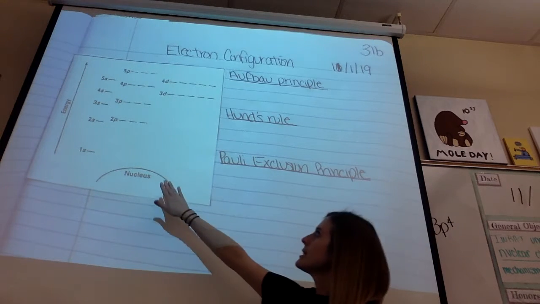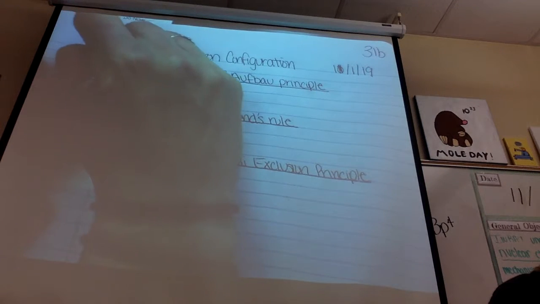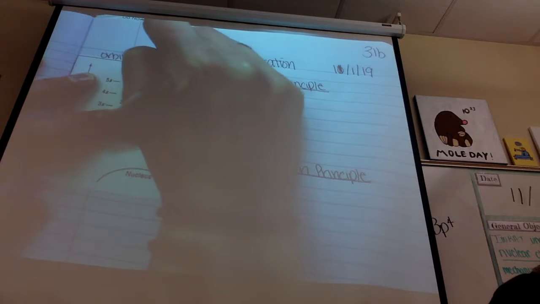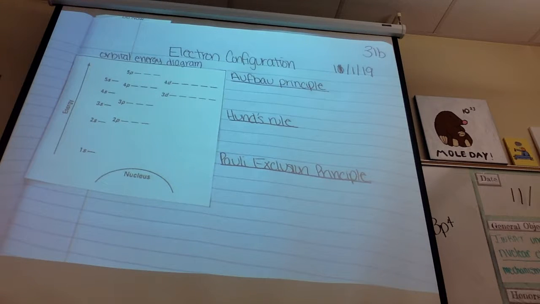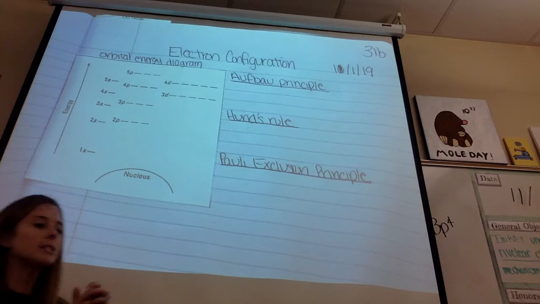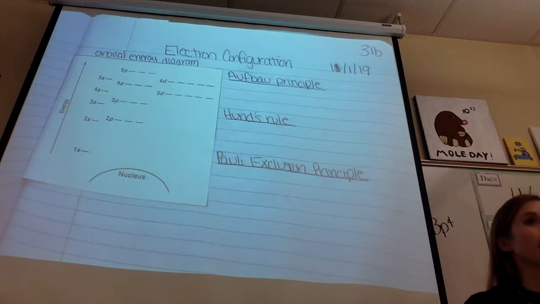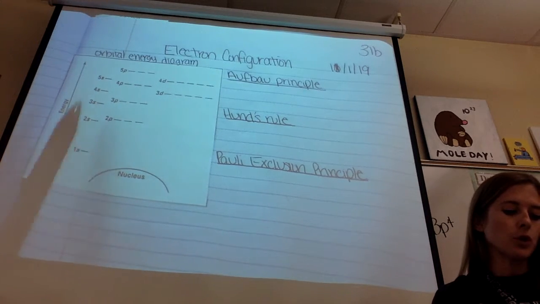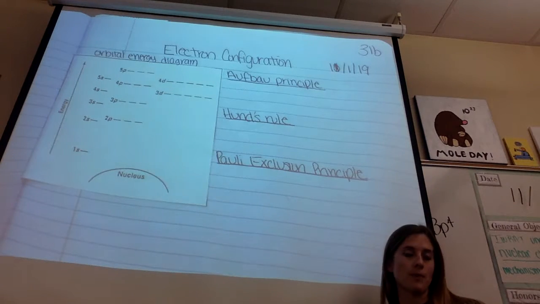What I want you to notice with this diagram, first of all, this is called an orbital energy diagram. Because what you can see is what's happening on this axis is energy is increasing, right? And you can see that these numbers are increasing as well. The numbers 1, 2, 3, 4, and 5 are saying the energy level number, all right?